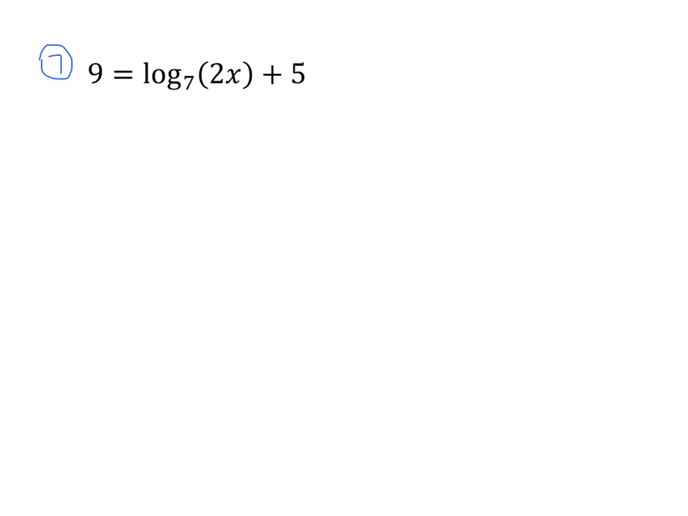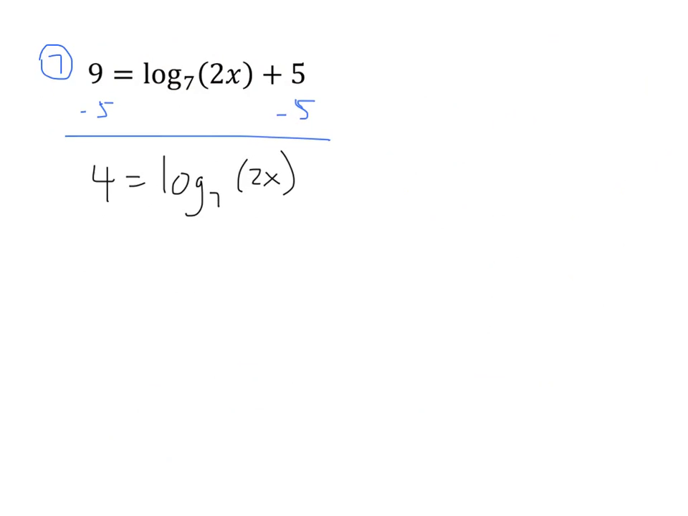We're going to look at one last one. It looks a little complicated, but you'll see step by step it's not that bad. First, we have 9 equals log base 7 of 2x plus 5. What I would do first is get this logarithm isolated, by itself. We can do that by subtracting 5 from both sides. So we end up with 4 equals log base 7 of 2x.